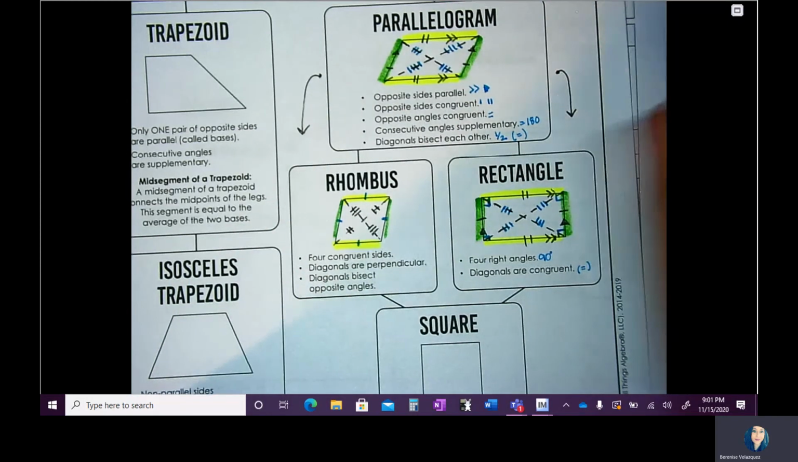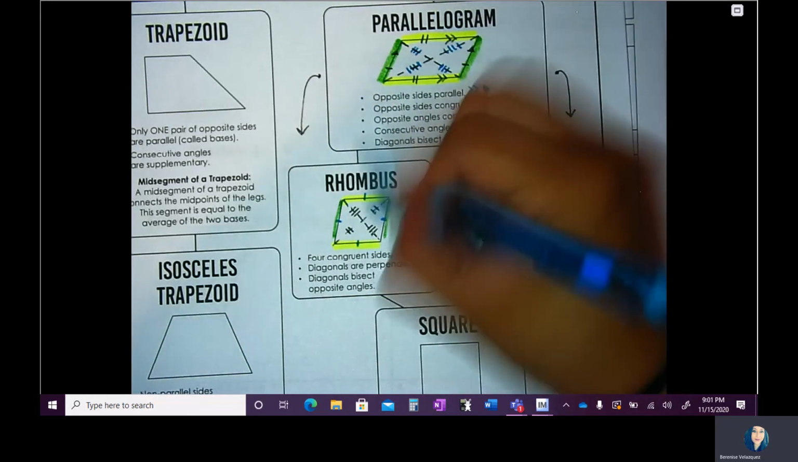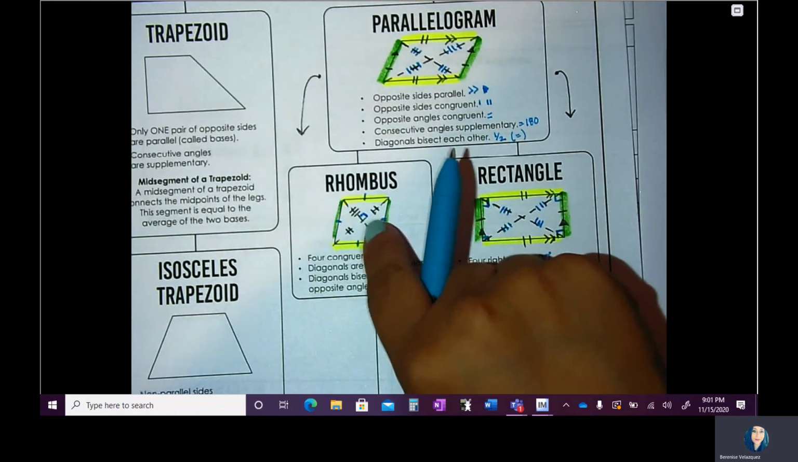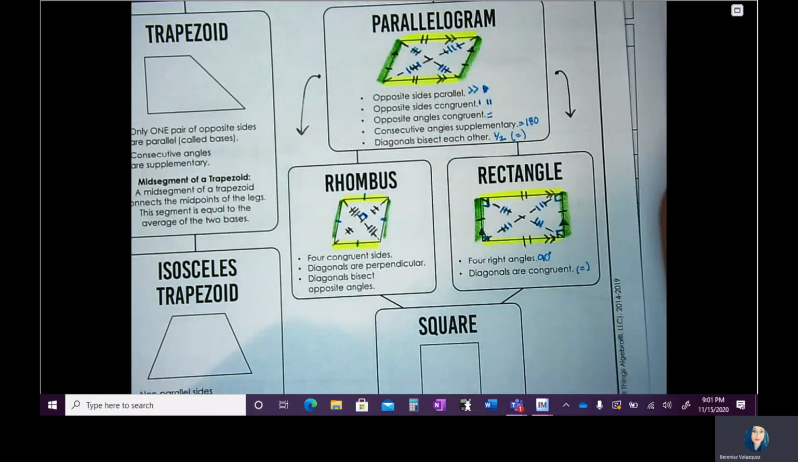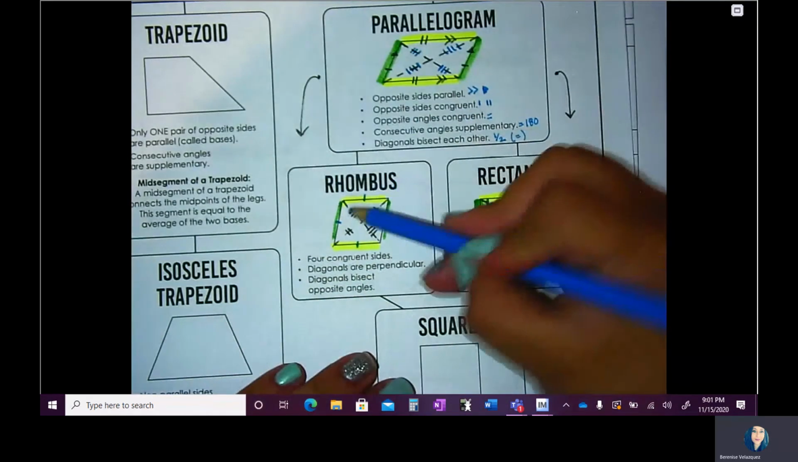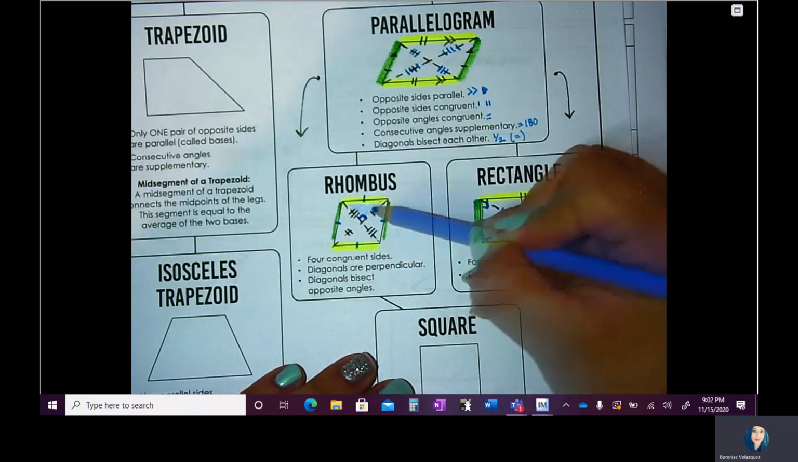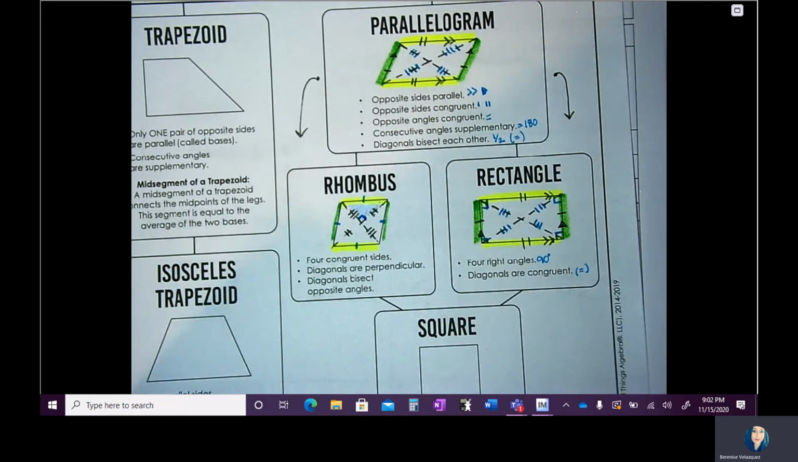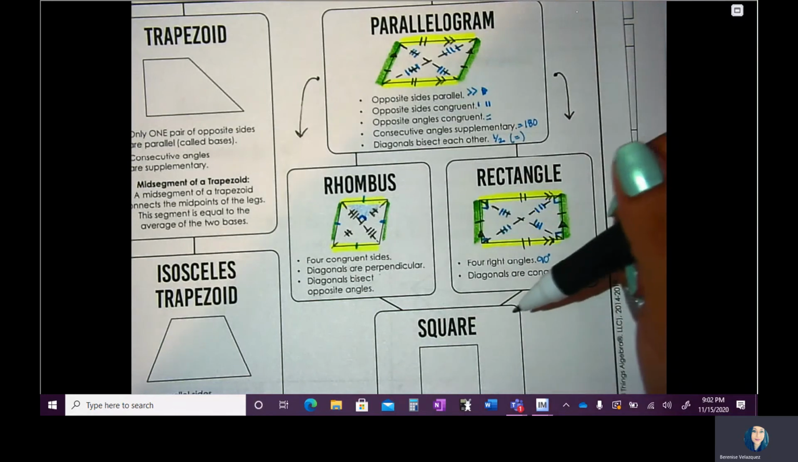Okay, now four congruent sides, diagonals are perpendicular. We hadn't seen that before. That means I can draw a box in this corner right here. Now that's going to be important because when we do the Pythagorean theorem, we're going to be pulling out a certain triangle. Let me shade it in. Basically, this is the triangle that we're going to be pulling out. One of those chunks there because of the right angle being in that corner. Okay, so that's diagonals bisect. That was the same thing as before.